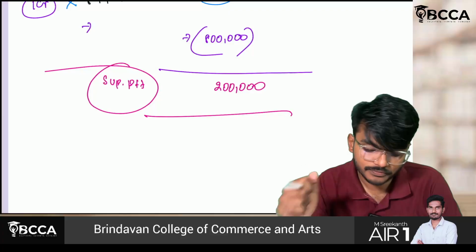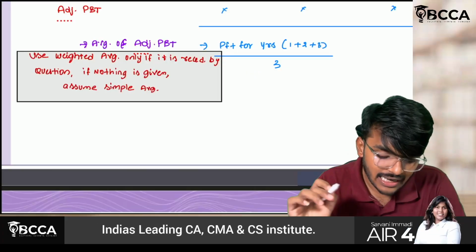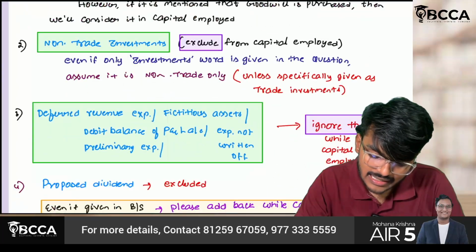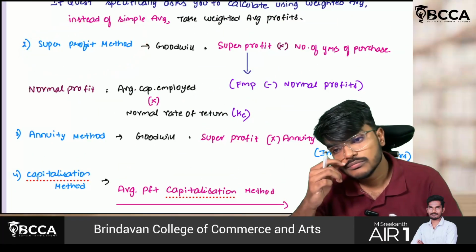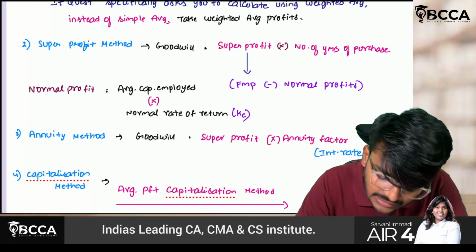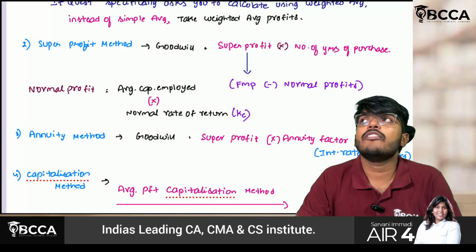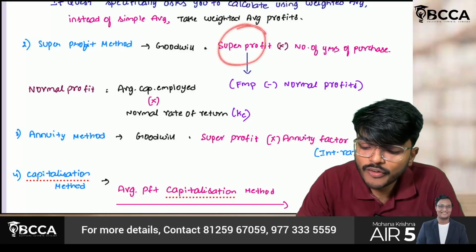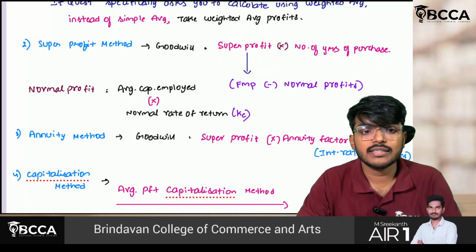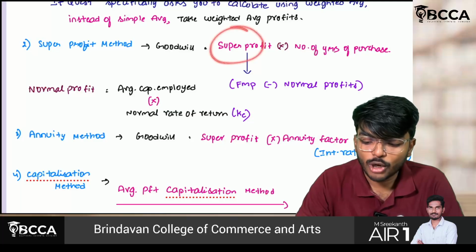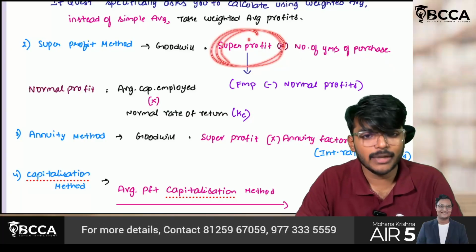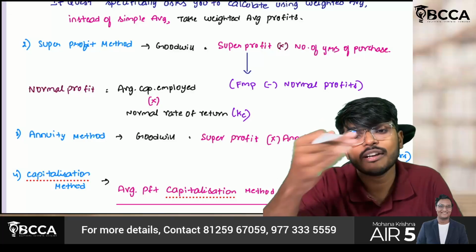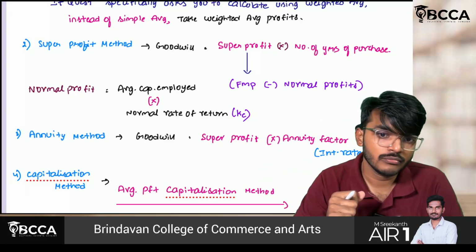Okay? Yes, sir. So with this understanding, let us quickly check the second method, which is called the super profit method. Sir, in the super profit method, goodwill will be calculated as super profit into number of years of purchase. Sir, but what is the super profit? Super profit is nothing but extra profit.